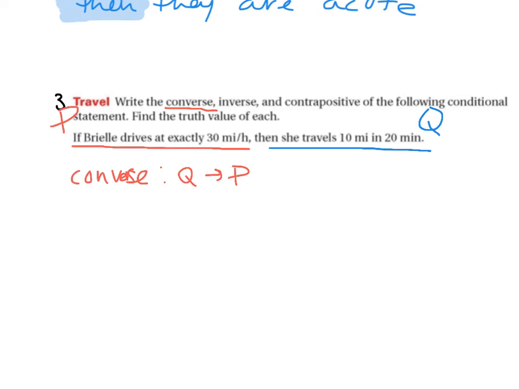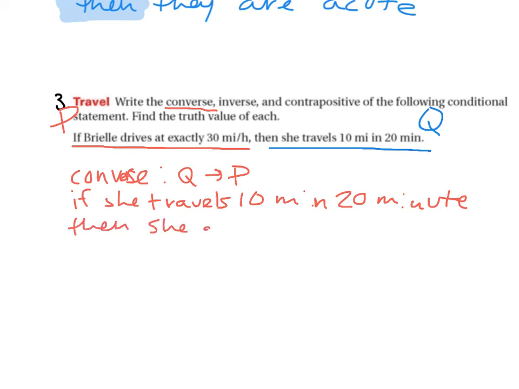If she travels 10 miles in 20 minutes, then she drives exactly 30 miles per hour. Would this be true or false? Why is it true?